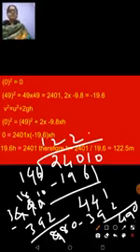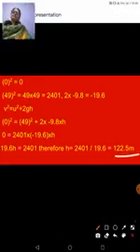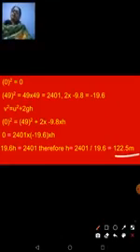Now 196 multiplied by 5 will give you 980. Okay, so I get the value as 122.5 meters. That is my answer for the height. Got it now? Understood? Now what's left next? Time taken to reach the ground.